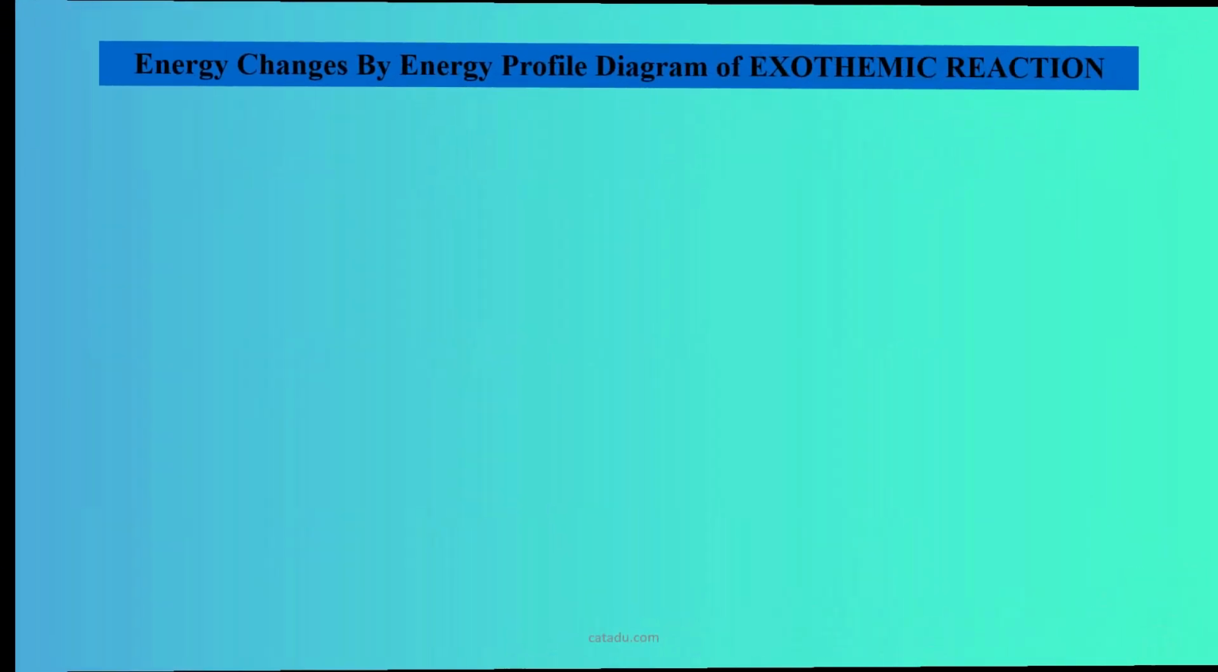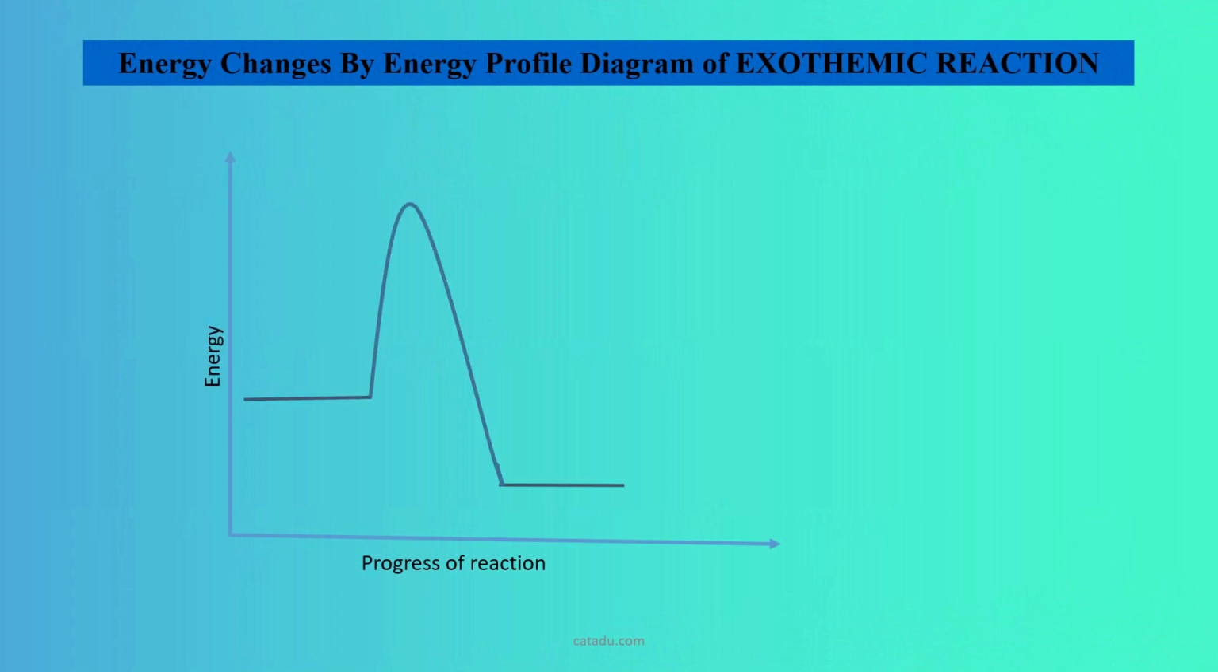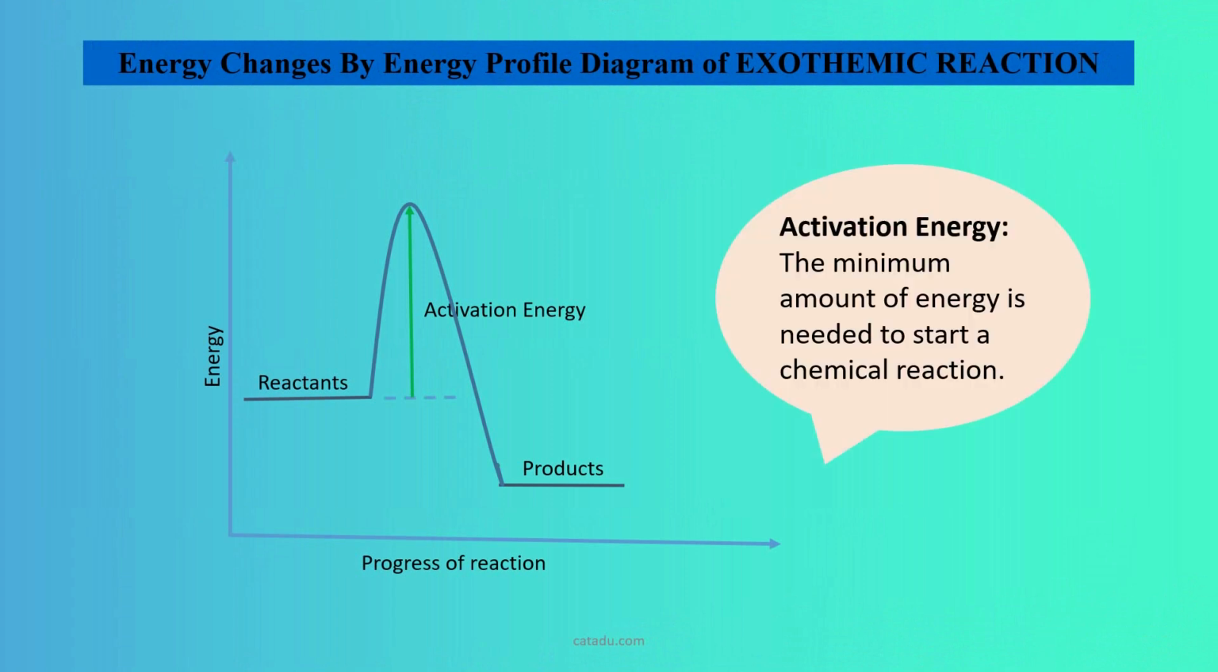Enthalpy profile diagrams. First, the enthalpy profile diagram for an exothermic reaction. Here the x-axis is progress of reaction, the y-axis is energy. The reactants have higher energy than the products. The activation energy is shown. The activation energy is the minimum amount of energy to start a chemical reaction. The enthalpy change is negative.